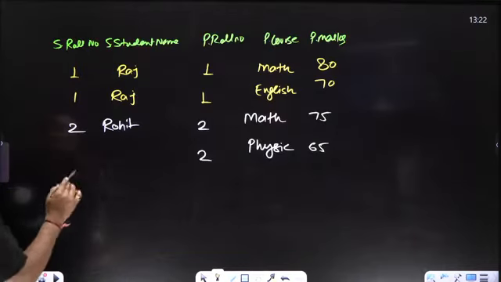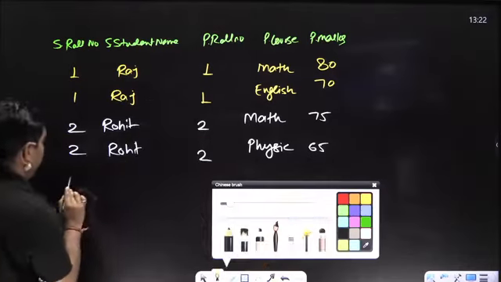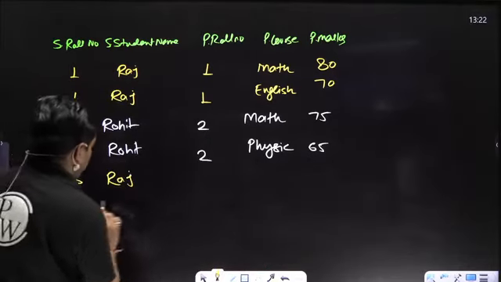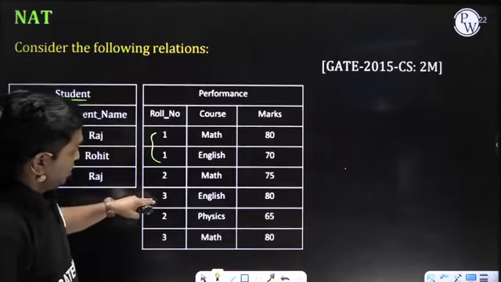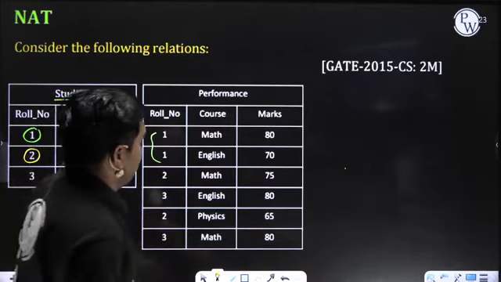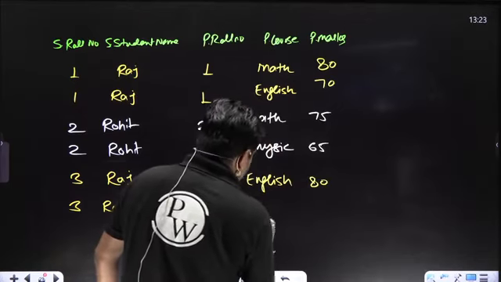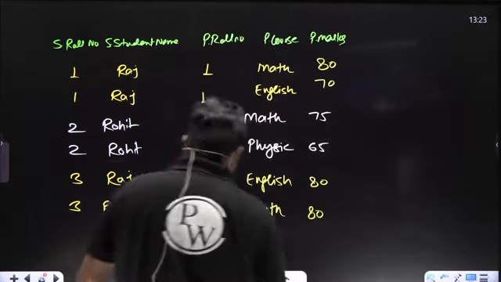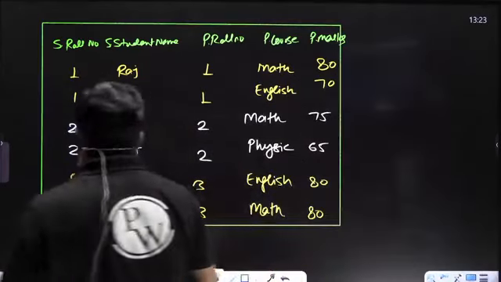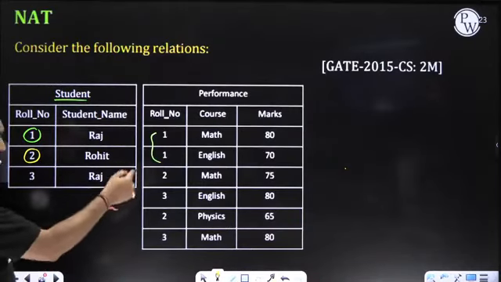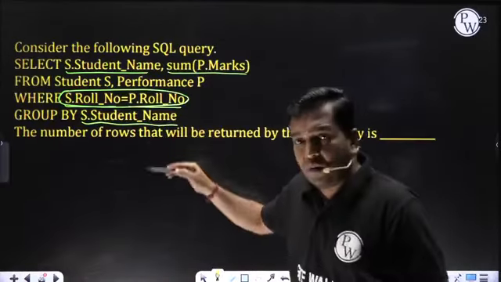And the next one is 3 Raj. Here it is matching with 3, English 80 and Math 80. This is the table which you are getting after applying the condition. Now there is no need to do the cross product again; we have already applied the condition s.roll number equal to p.roll number.